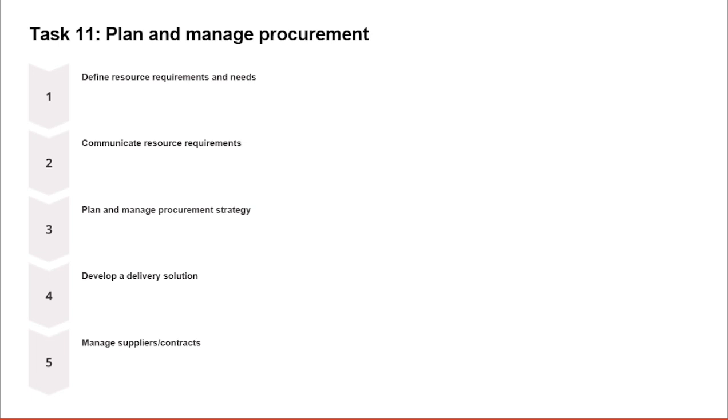This involves resource estimation techniques such as bottom up estimating, analogous estimating, and parametric estimating. You must also consider whether the resources should be procured externally or sourced internally. We call this make or buy analysis.